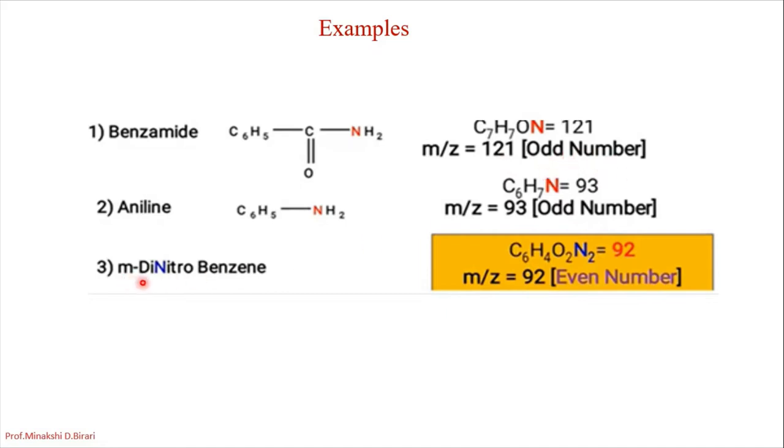Third example, m-dinitrobenzene. Dinitrobenzene means the number of nitrogens present in this example is 2. Molecular formula C6H4O2N2. That means 2 nitrogens. The number of nitrogens is even and the m by z value observed is 92. The peak is also observed at an even number value, that is 92. If the mass of the molecule is even, then the number of nitrogens present in the molecule should be even or should be 0 according to the nitrogen rule.